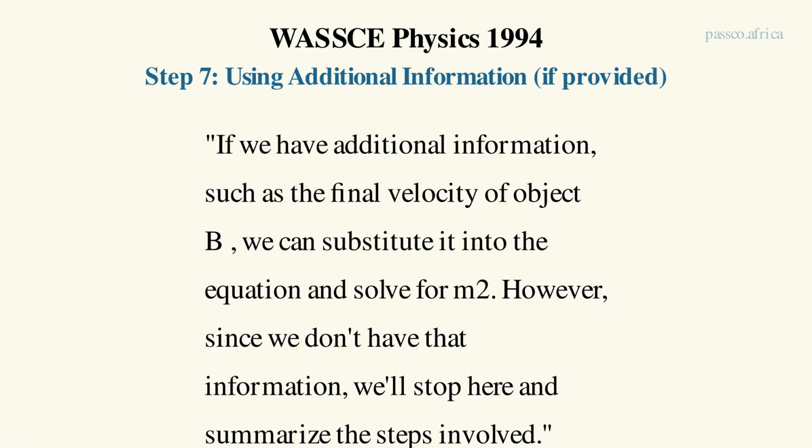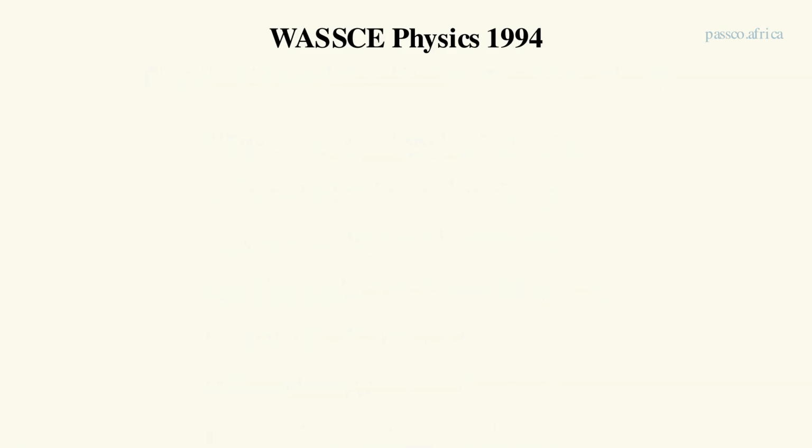To recap, we solved the question by 1. Understanding the problem. 2. Identifying the type of collision. 3. Applying the law of conservation of momentum. 4. Identifying given information. 5. Applying the law of conservation of momentum. 6. Solving for the unknown velocity. 7. Using additional information.